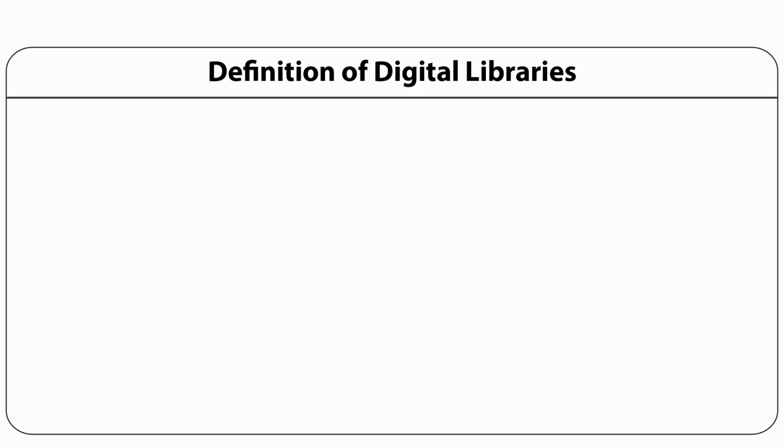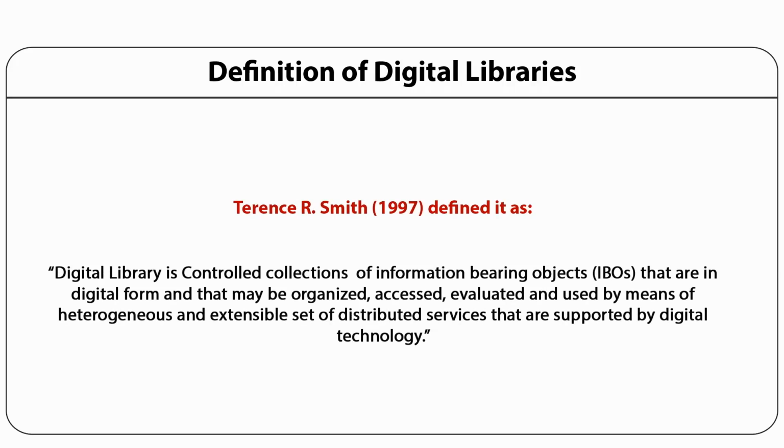Let's go to yet another definition by Terence R. Smith, who defines digital library as a controlled collection of information bearing objects that are in digital form and that may be organized, accessed, evaluated, and used by means of a heterogeneous and extensible set of distributed services that are supported by digital technology. Here again, emphasis is on controlled collection. That means that the collection is well organized with metadata at different levels. Information bearing objects refers to digital format of information including textual and multimedia content.